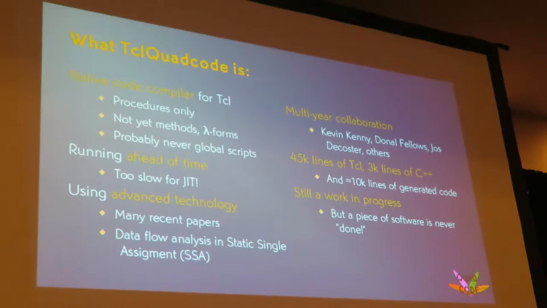It deals with the fact that there's some stuff in Tcl that is uncompilable simply by refusing to compile it, since the interpreter remains available. At the present stage, it does procedures only. It does not do methods and lambda forms yet, and it probably will never do global scripts unless you're compiling an entire app, but even then the global script that launches the app would be left uncompiled.